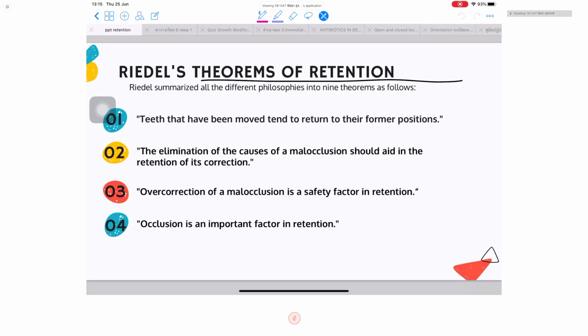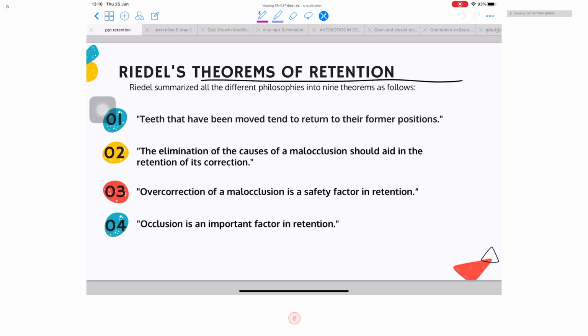Theorem 2. The elimination of the causes of a malocclusion should aid in the retention of its correction. It means you have to find out what the cause of the malocclusion is to prevent relapse when you remove the appliance. Theorem 3. Overcorrection of a malocclusion is a safety factor in retention. Like overcorrection of deep bite, overbite, and rotation is an accepted procedure. The majority of researchers have advocated overcorrection as a means of countering imminent relapse.